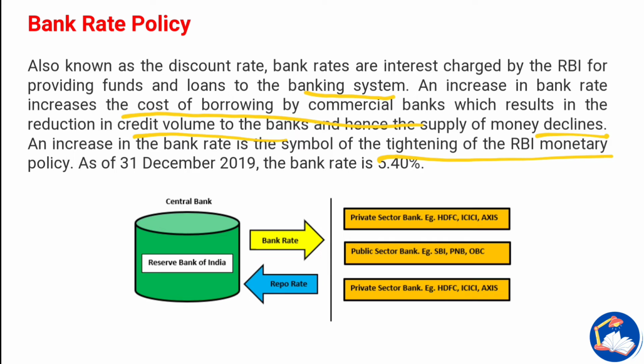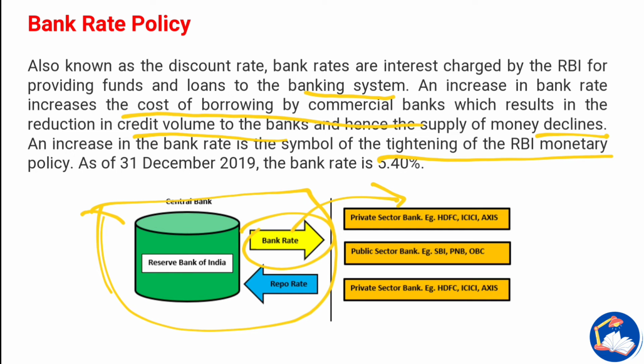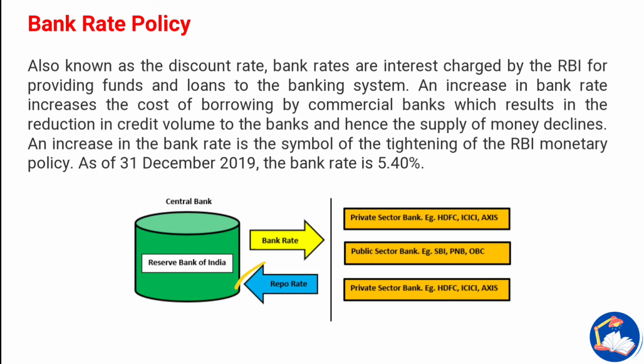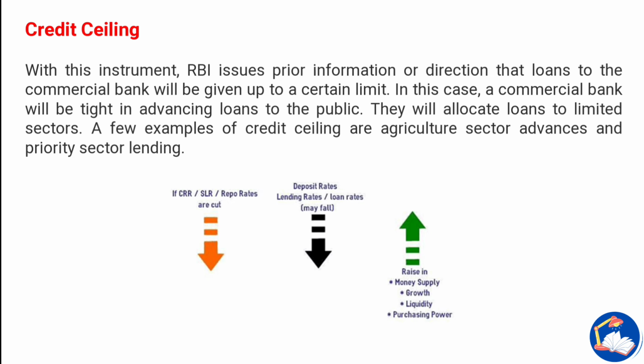We know that banks give out loans to the general public. Just like that, banks take loans from the RBI. The central bank is there. The bank rate is the interest rate charged by the central bank on private banks. They give loans to private sector banks and public sector banks at the bank rate, which is an interest rate. And when the private sector banks give out money to the Reserve Bank, that interest rate is called repo rate.